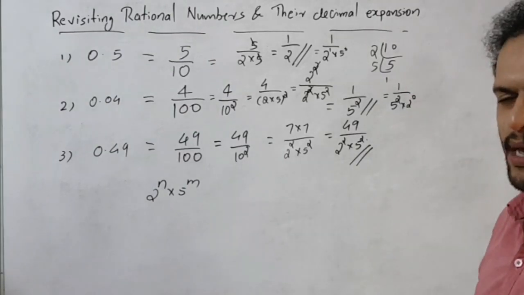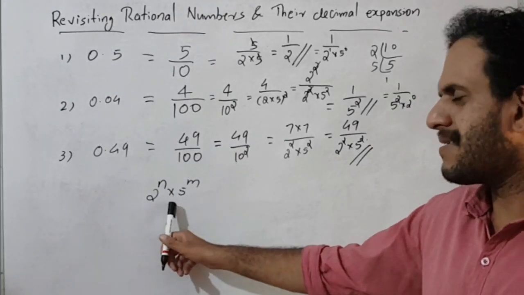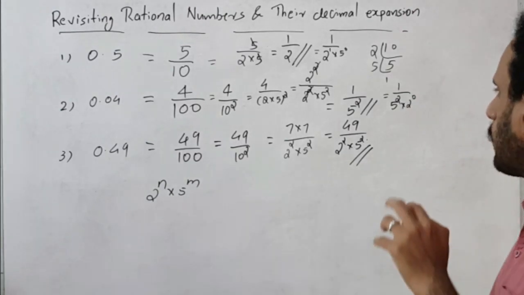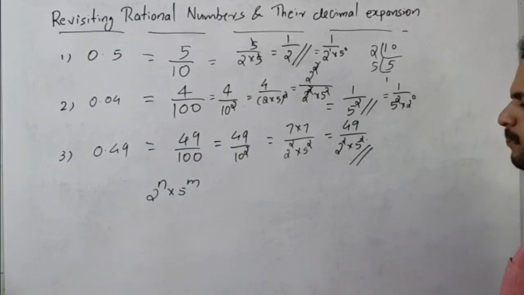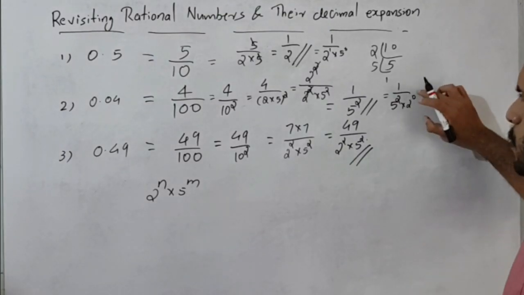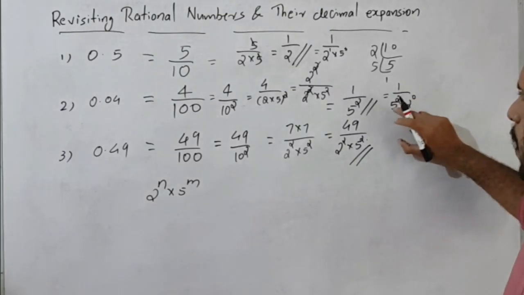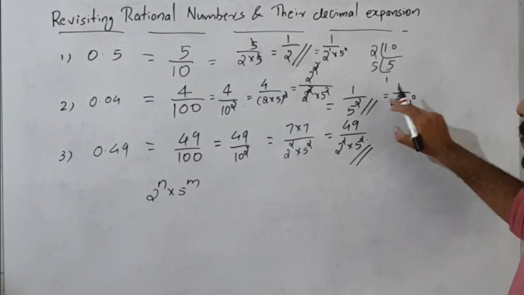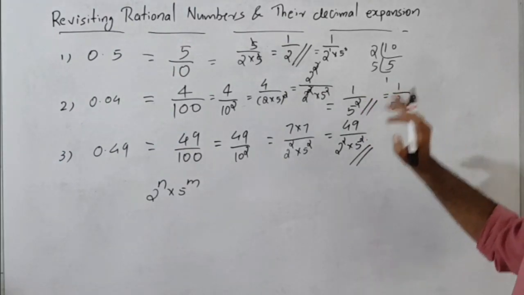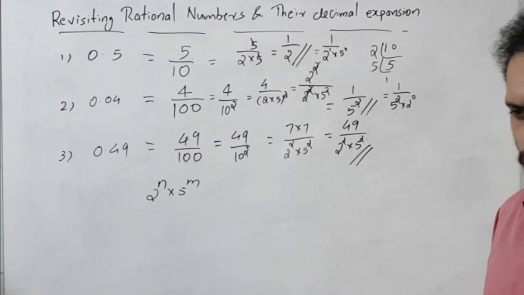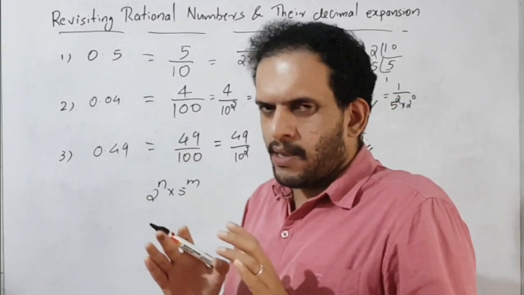There is no 2 there. So as for getting this answer, the form, how do we write? 2 raised to 0. So 2 raised to 0 is equal to 1. Then 5 raised to 2 into 1 is 5 raised to 2. That is 1 by 5 raised to 2. Okay, so we generalize the idea.